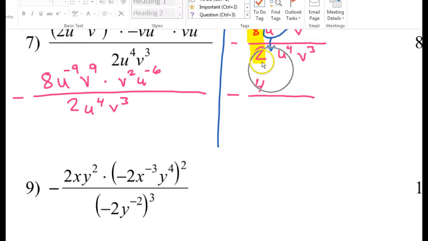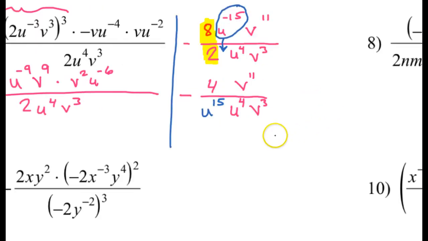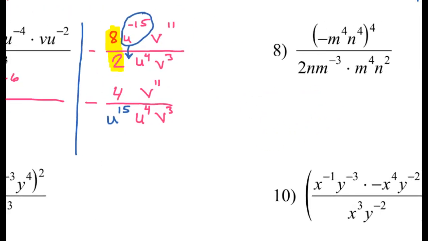And let's see. So for now, I'm still going to have my u to the 4th power. I'm just going to bring that down. I've got my v to the 3rd power, and I've got my v to the 11th power. None of that stuff is moving anywhere. But my u to the negative 15th power will drop down and become u to the positive 15th power. So I think it's time for the final answer now.